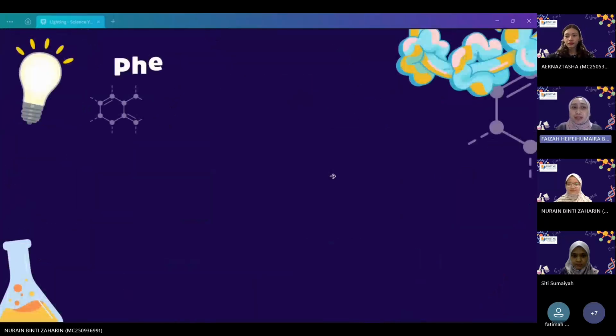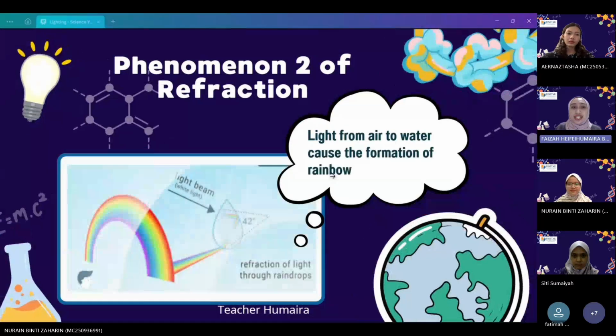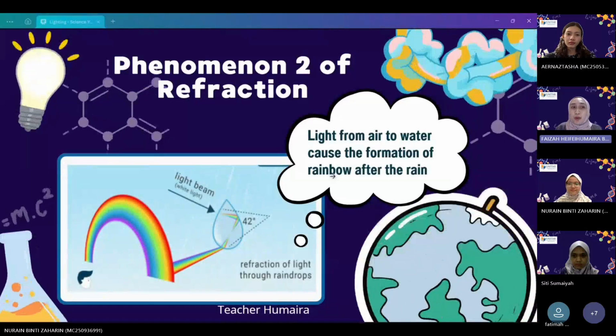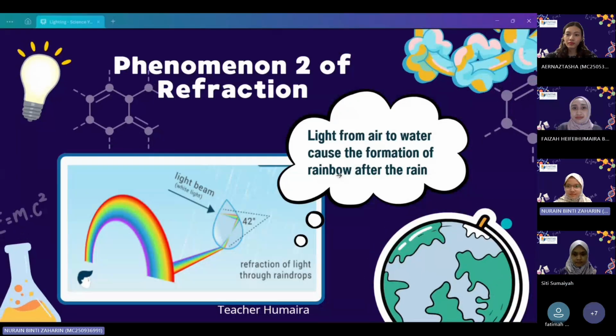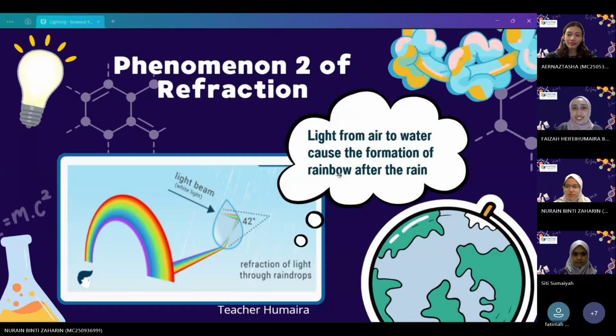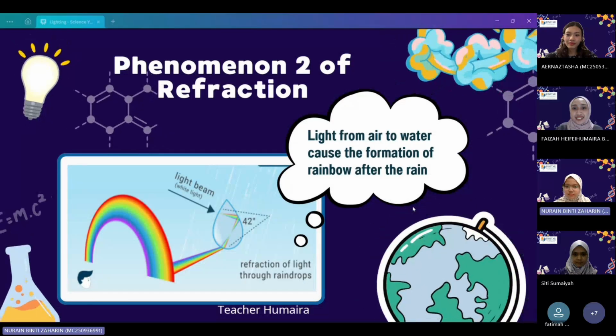Another beautiful example of refraction is a rainbow. When sunlight enters raindrops, it slows down, bends, and splits into different colors. That's how we see the spectrum of colors after rain.